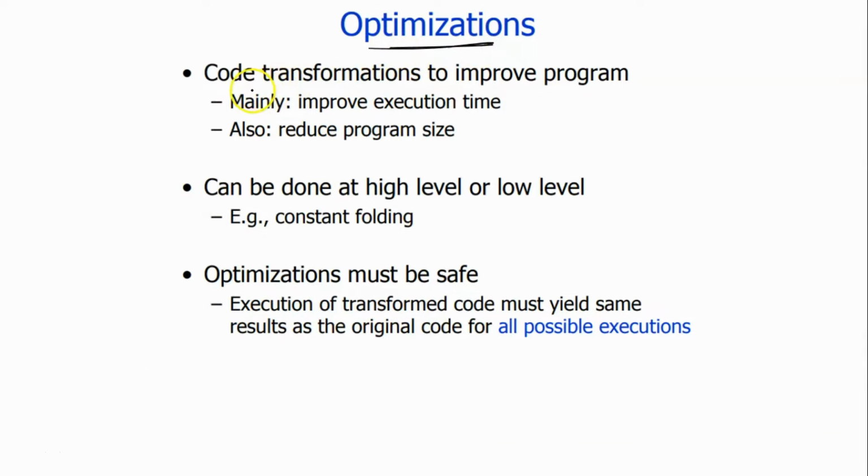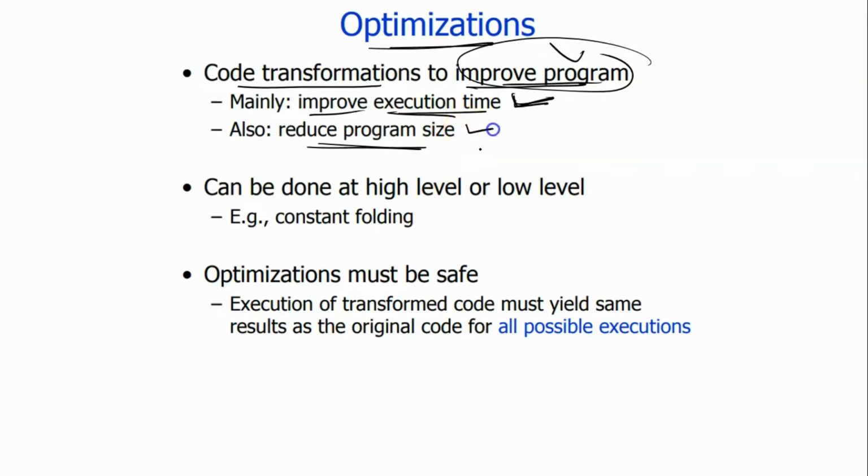So anyway, what is this optimization? Optimization basically means code transformation to improve the program. What do we mean by improvement? Two things. The main thing is that we want to improve the execution time, and the second thing, which is also important but less so, is to reduce the program size. Of course, execution time matters a lot. We have many algorithms so far, and all these algorithms actually do something to improve the program. So this is our definition of optimization.